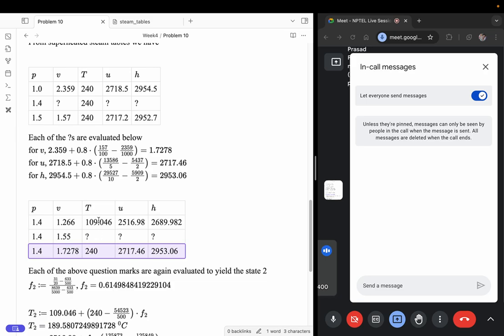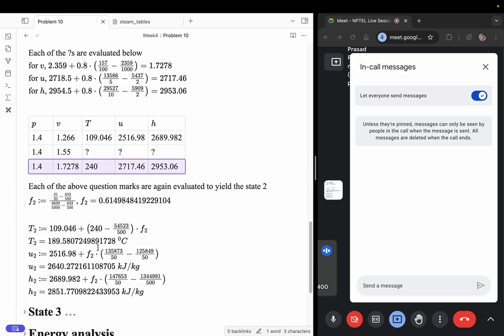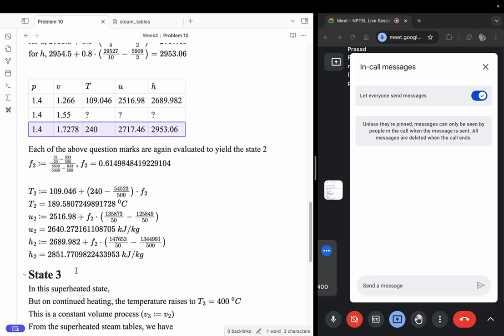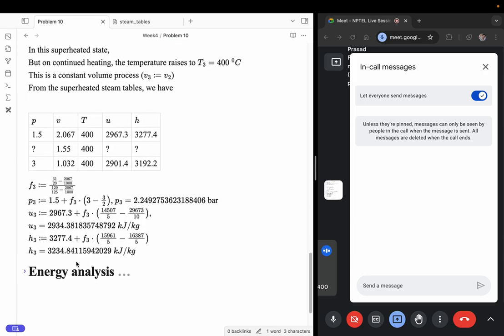And then I can do a linear interpolation between the first and the third rows to determine the appropriate values of T2, U2 and H2. This is for state 2. Now from state 2 to state 3 is a constant volume process, and I know it is going to be in the superheated state.